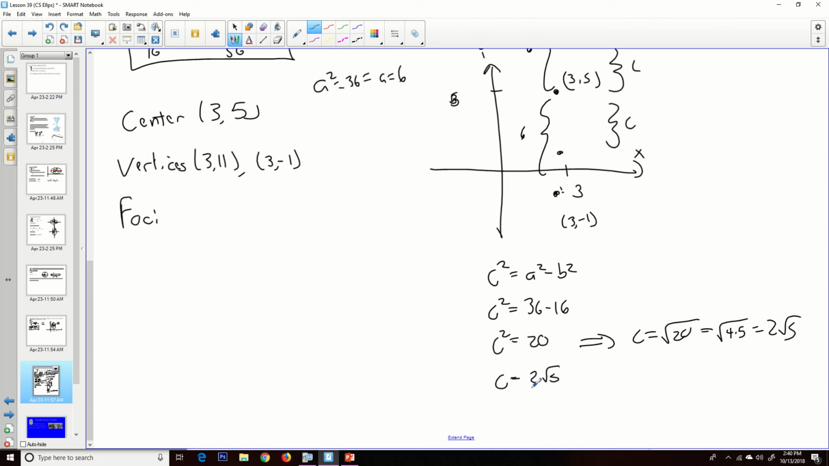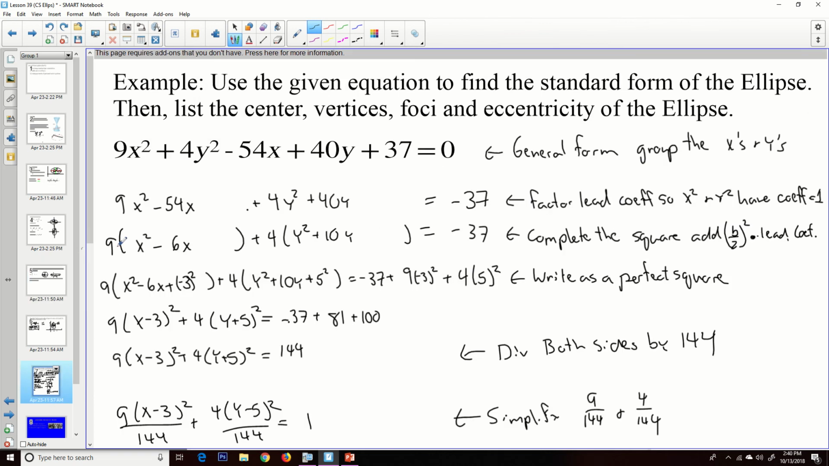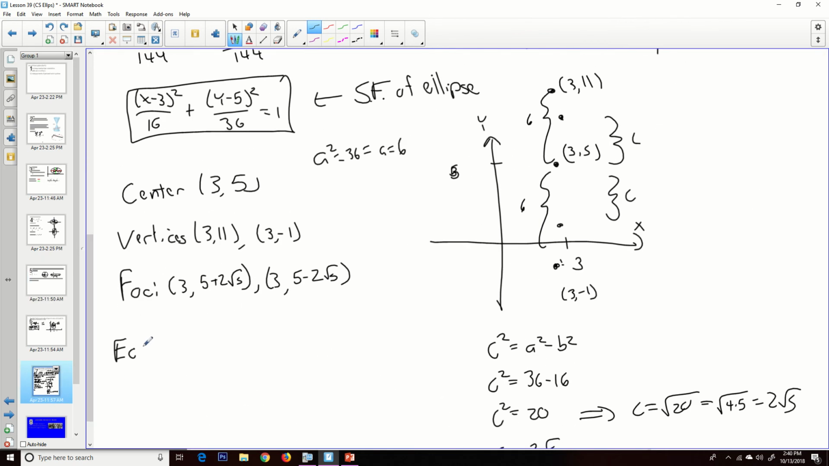So my foci are going to be, and again, we're going up and down, so we're adding to the y. It'll be 3 comma 5 plus 2 square root of 5, and those aren't like terms, so I can't combine them. And 3, 5 minus 2 square root of 5. Now you could guesstimate what those things are. And then the eccentricity, how did I spell that? Eccen, we'll abbreviate.